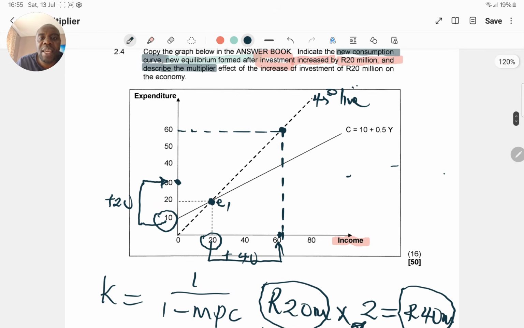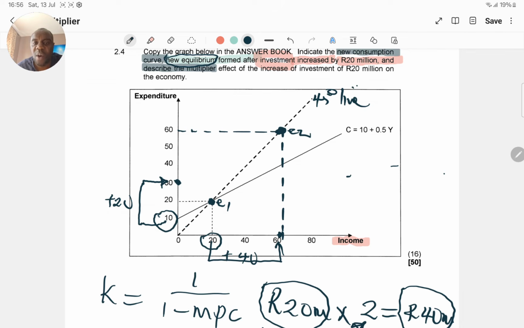This becomes my E2. Remember, it's one of the things that the examiner has asked you: to show the new equilibrium. This becomes my new equilibrium. So I've got my E2 there, which is my new equilibrium. I am done with the diagram.